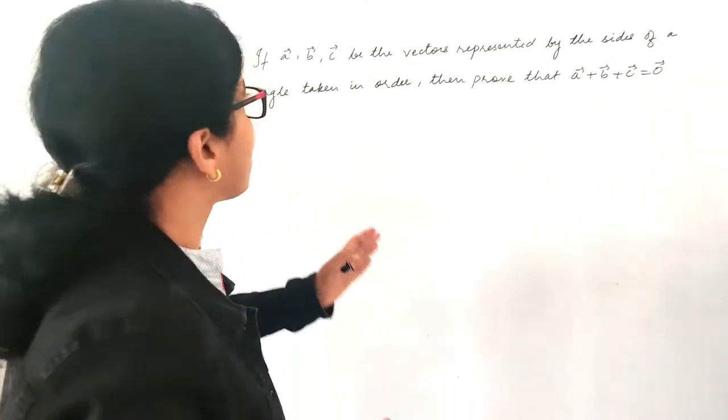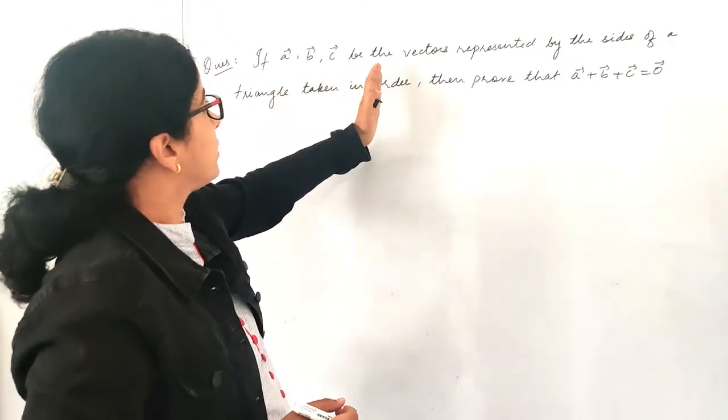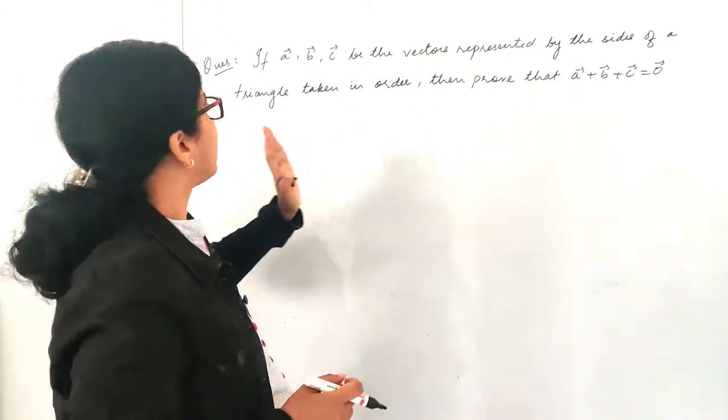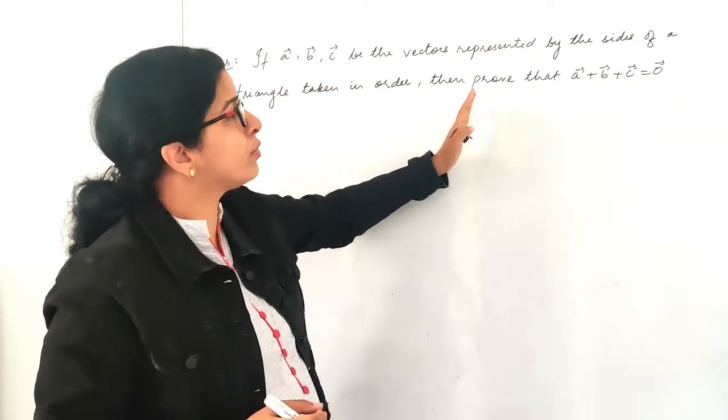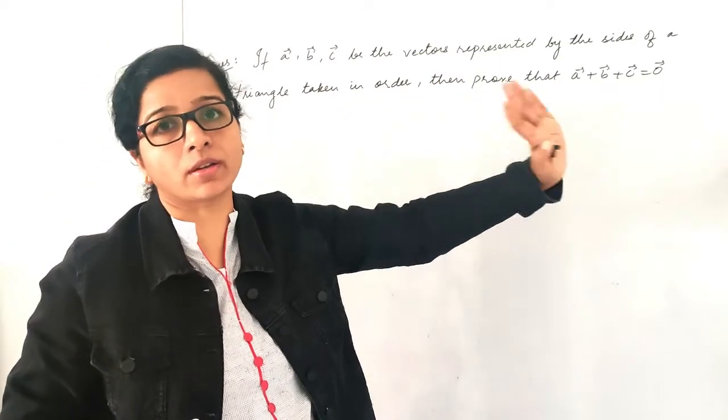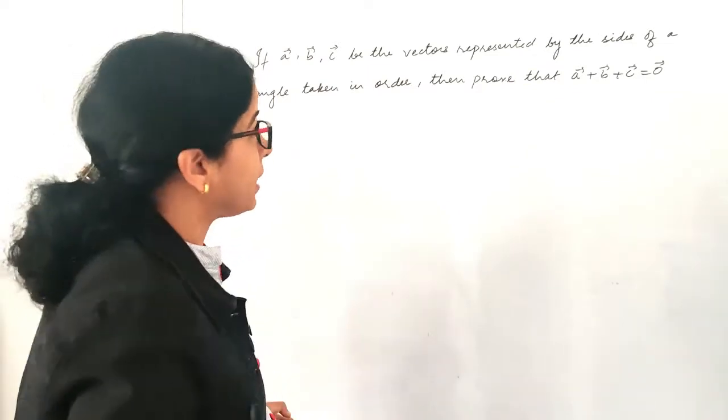Let us check out this question. It is given that if A vector, B vector, C vector are the vectors represented by the sides of a triangle taken in order, then prove that A vector plus B vector plus C vector is equal to 0 vector, right?